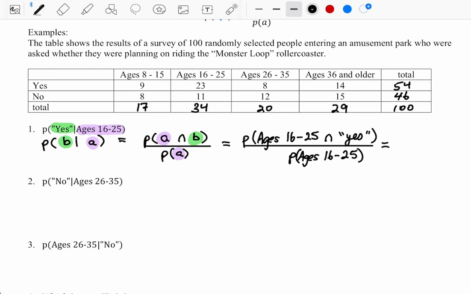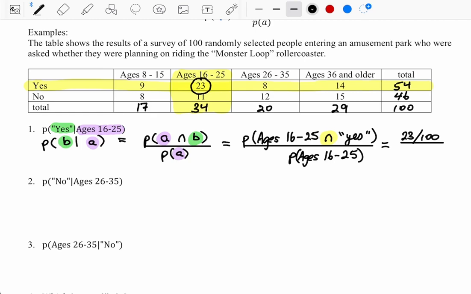All right, so the and here is really crucial, because that's telling me that I'm looking for the intersection between the column associated with 16 to 25 and the row corresponding with yes. There are 23 individuals who are ages 16 to 25 who also said yes, out of the grand total, which is 100. So 23 out of the 100 people surveyed were in the 16 to 25 category, and they also said yes, that they were planning on riding this roller coaster.